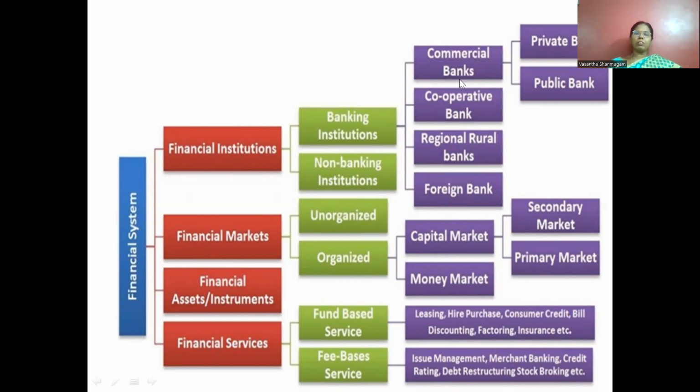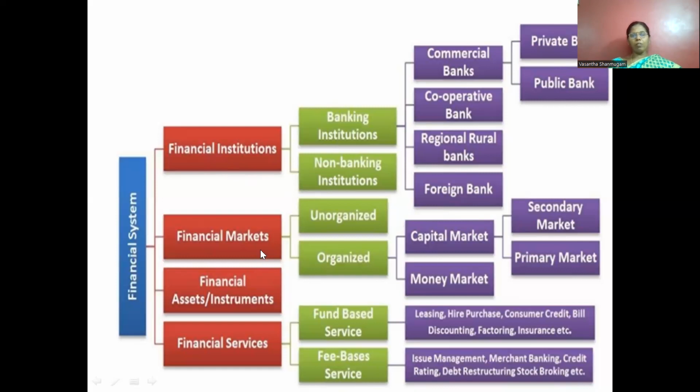The commercial banks may also include private banks and public banks. For example, State Bank of India is called a public bank. HDFC is called a private bank. Okay, I think it's clear. Now we'll move on to non-banking institutions. For example, Sundaram Finance comes under non-banking financial institutions. So financial institutions include banking and non-banking. Banking includes different types of banks: commercial banks, cooperative banks, regional rural banks, and foreign banks.